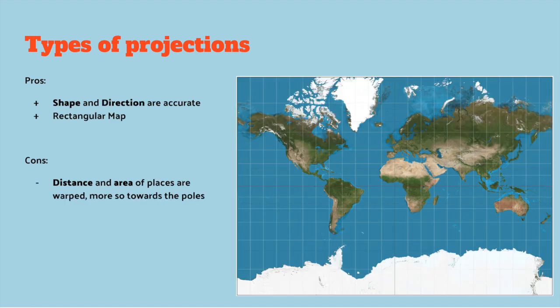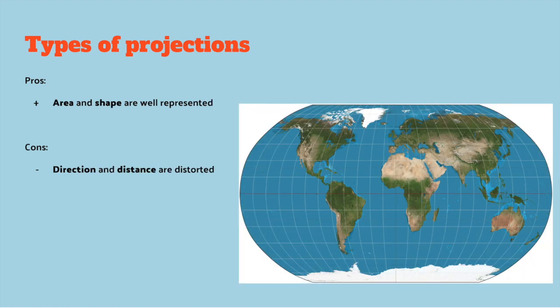And I also need to mention Mercator. I did say shape and direction are accurate. It's usually used a lot in navigation, since direction is really important in navigation. So that's one of the things that I forgot to say.